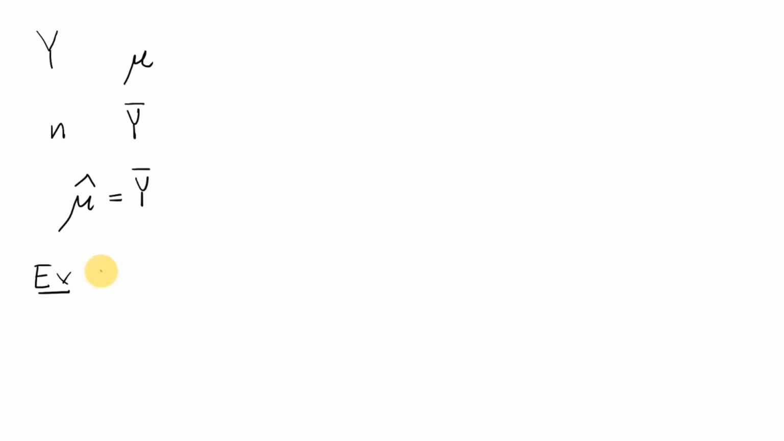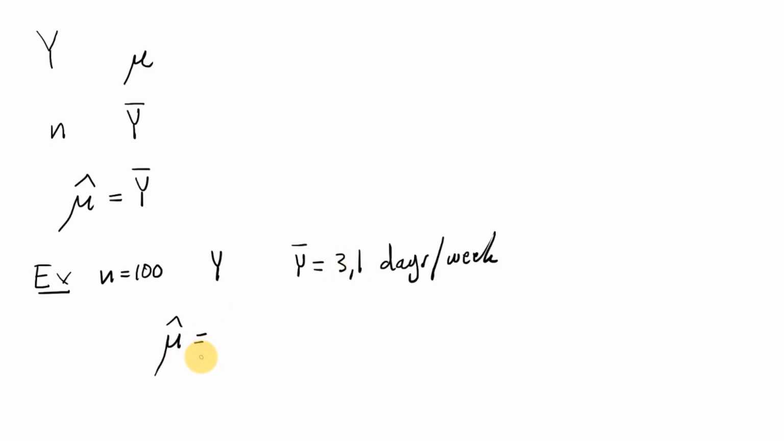For example, if you ask 100 children how many days per week they eat candy, and assume that in this sample they ate candy 3.1 days per week. Then a point estimation of the expectation value of how many days per week children in general eat candy is 3.1 days per week. This is our best estimate or guess of what the true expectation value could be.